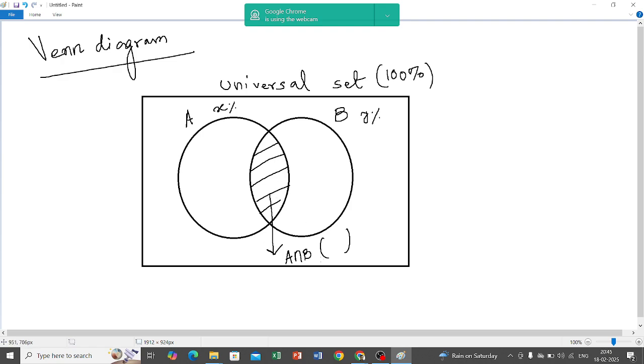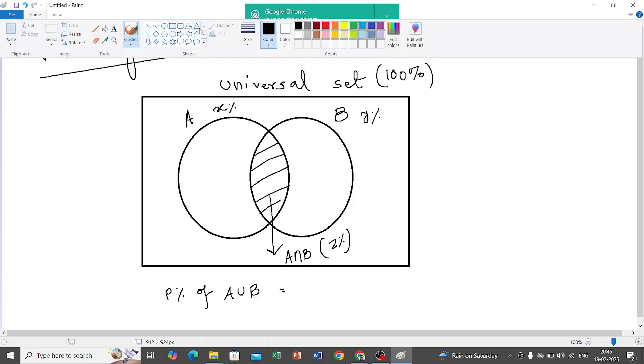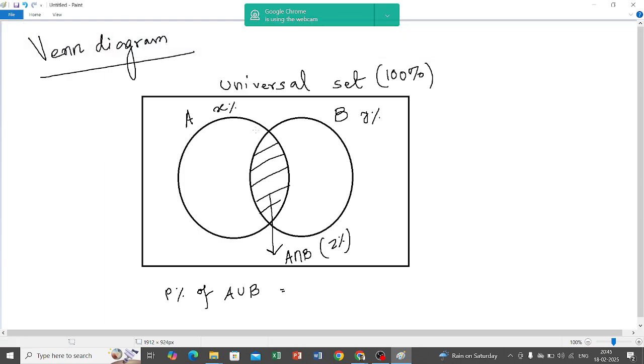Now the percentage of this intersection is z%. Now the question is, what is the percentage of A union B? A union B means this portion, and also this portion. So that means the exclusive parts taken once and the intersection part taken once. That is called union.